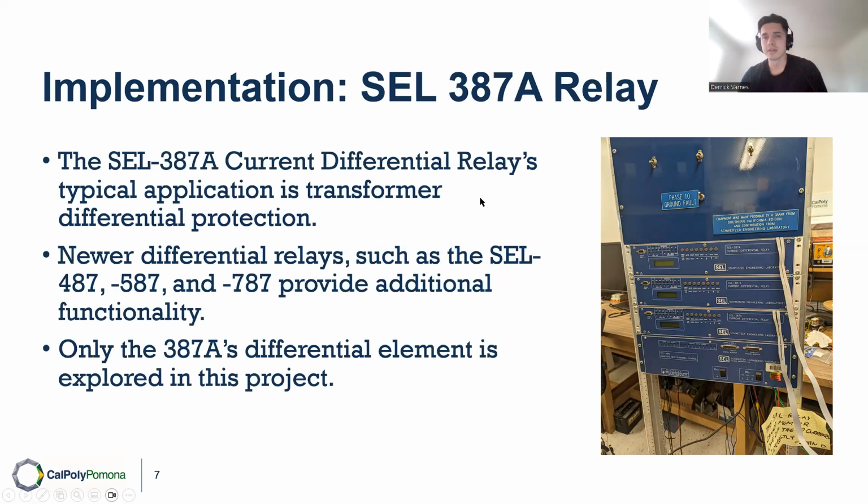The SEL 387A current differential relay's typical application is transformer differential protection, which is one of the reasons why we chose to do this. The 387A was what was available to us, and we found that it was a more typical application for that particular relay. Newer differential relays, such as the SEL 487, 587, 787, provide additional functionalities.